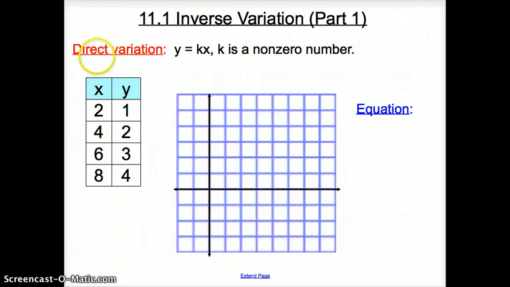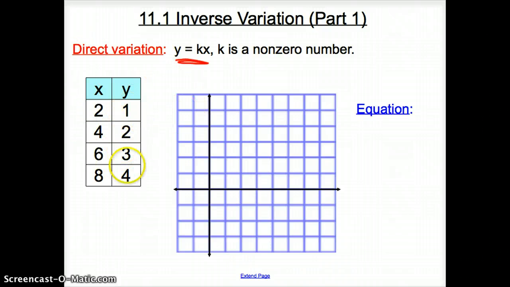We're going to start off with a vocab word from linear algebra, and it is direct variation. Direct variation is an equation y equals kx, where k is a non-zero number. That is the important part, because if k was zero, we really wouldn't have this equation at all. So this table represents a direct variation equation.